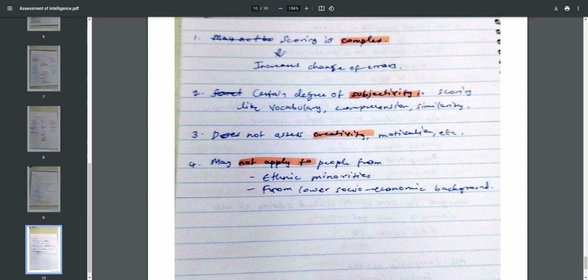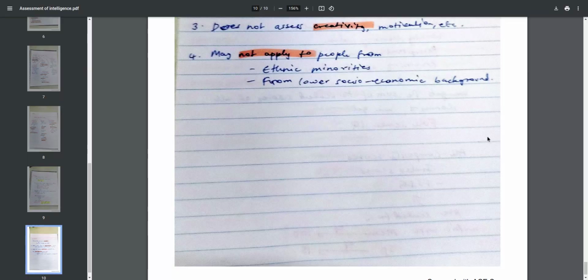And it may not apply to people from ethnic minorities and lower socioeconomic backgrounds. So this is not a culture fair test. The Cattell's test we are going to study about later is a culture fair test. It can be applied to all ethnic groups. This one cannot be applied to ethnic minorities, maybe because they don't speak English, so they don't know difficult words in English. And to lower socioeconomic backgrounds, because they don't have the economic capability to study as much as people who are privileged can. So their vocabulary is also not that great. I mean, generally speaking. So yeah, that's it.